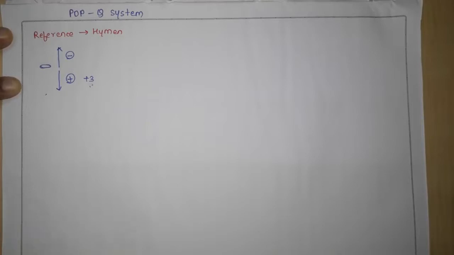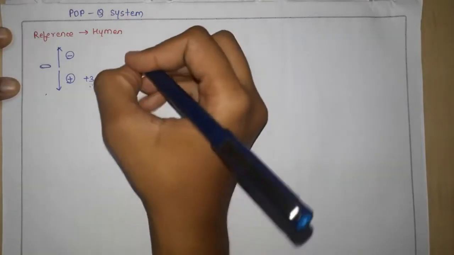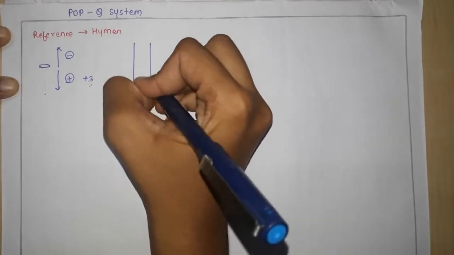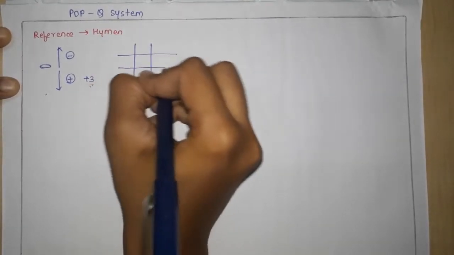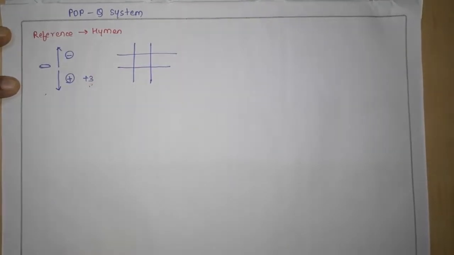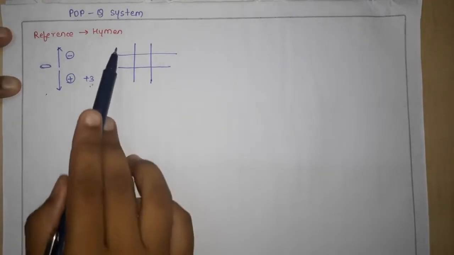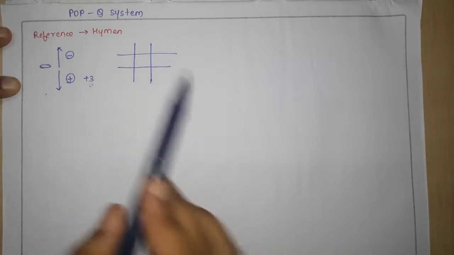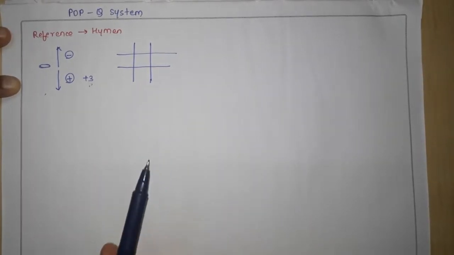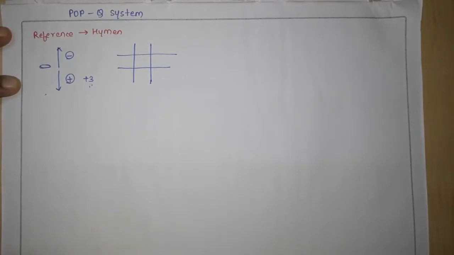Next important thing is the POPQ system is mainly based on a grid, that is a 3x3 grid. Every box in this grid refers to a specific point, so you cannot interchange values from this box to this box or this box to this box. First we'll come to know what are the different points in each box of this grid.